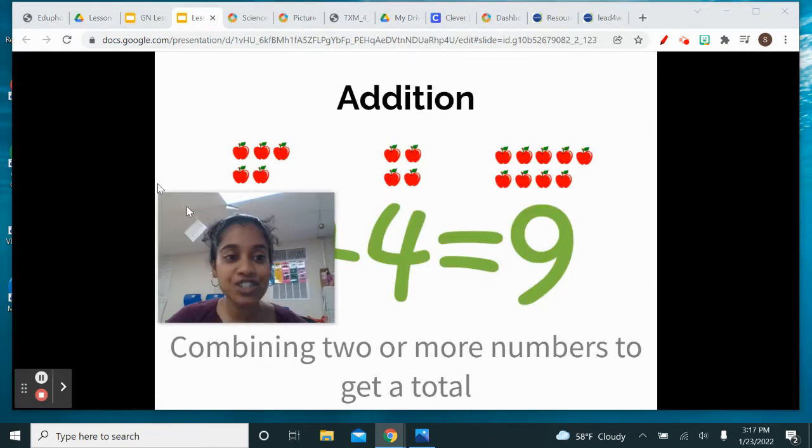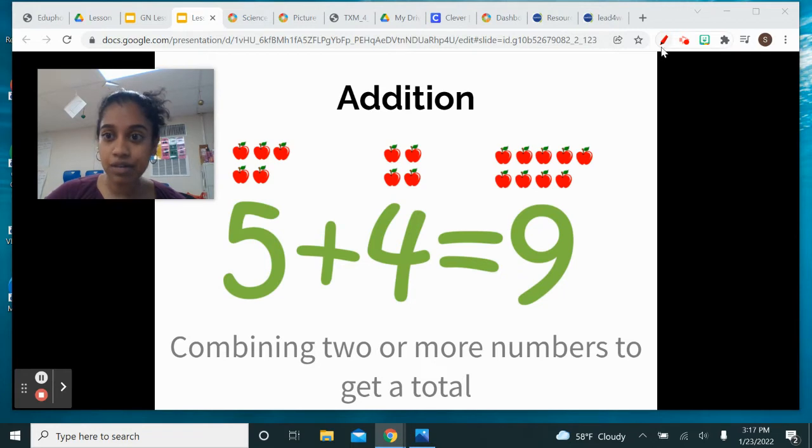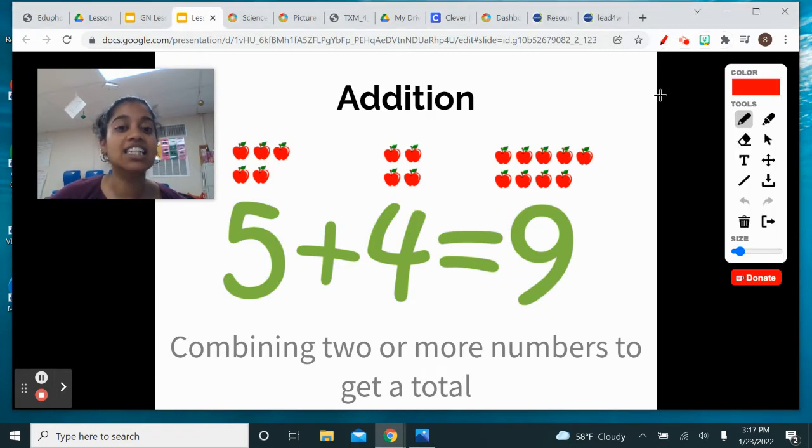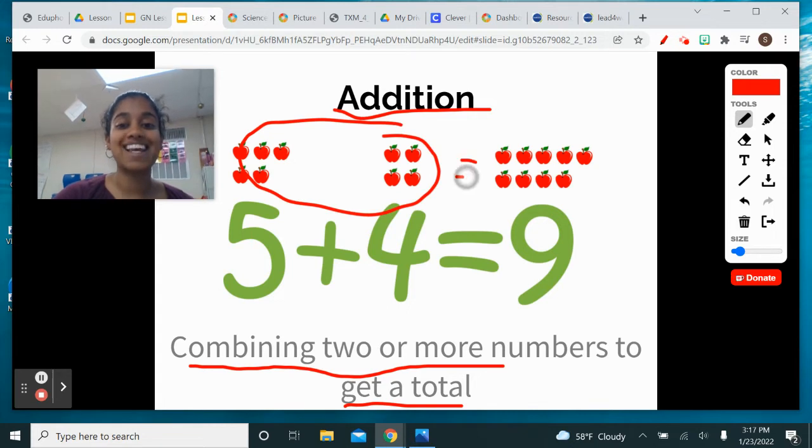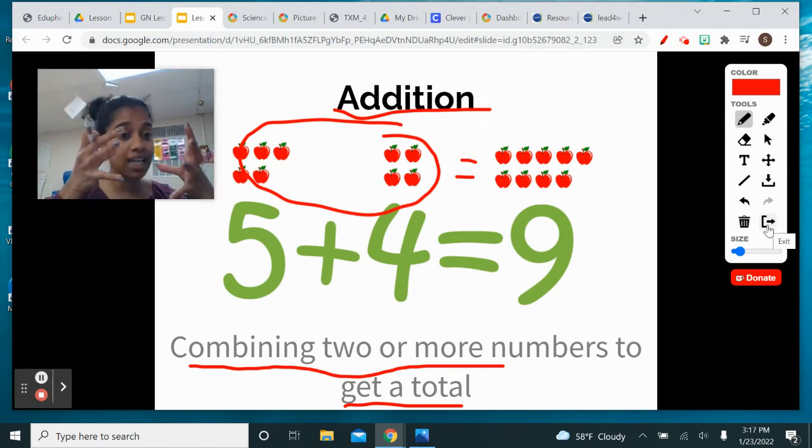Our first vocabulary word, which is a little bit of a review, is addition. Addition is combining two or more numbers to get a total. So we're combining two numbers. In this example, we have 5 apples and then we have 4 apples. We are combining them together to get 9 apples, right? That is addition, combining two or more numbers to get a total.